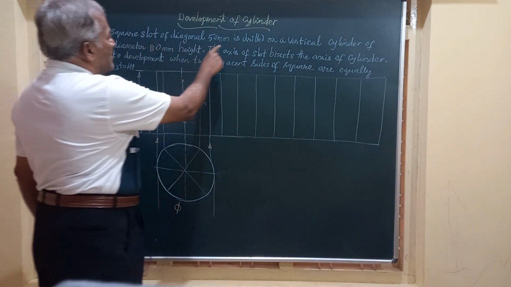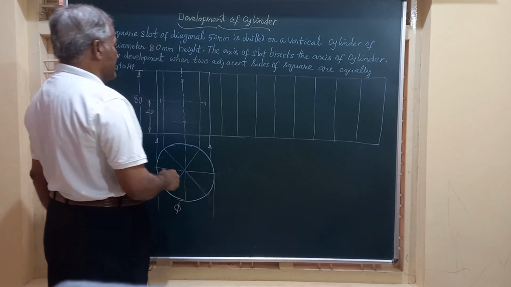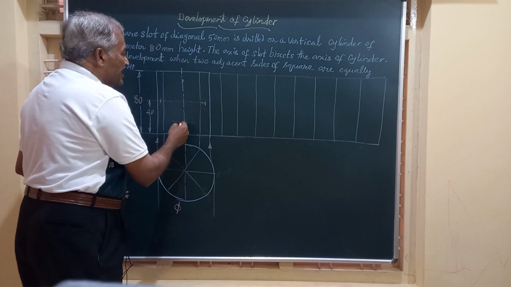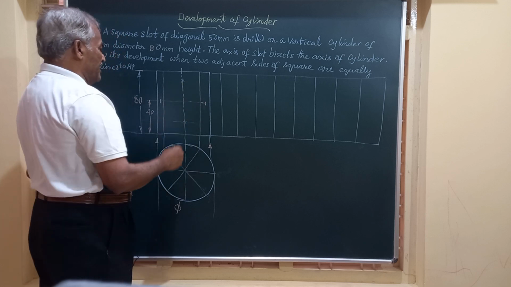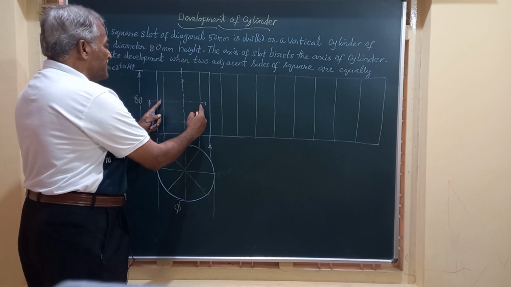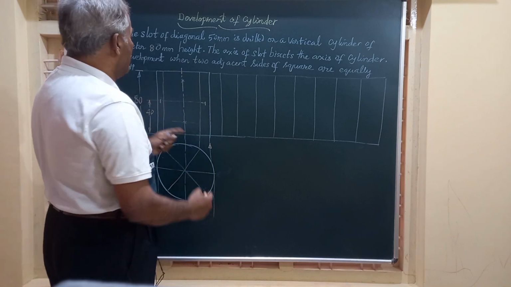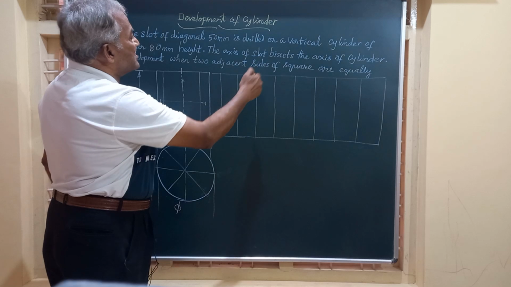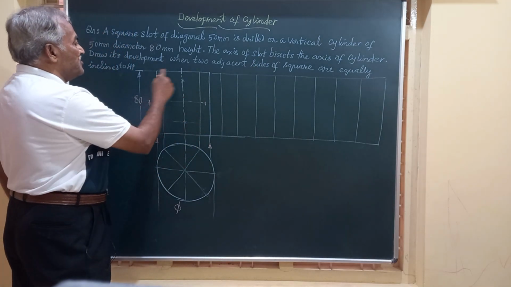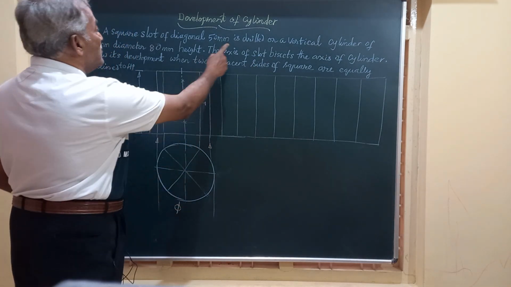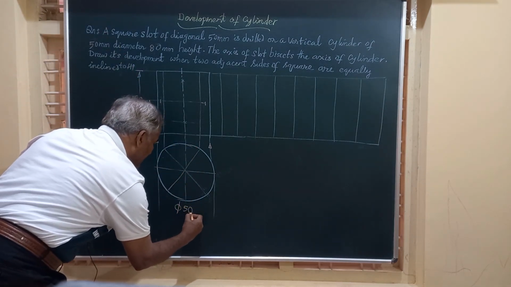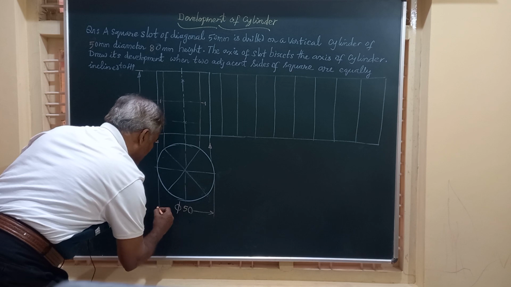A square slot of diagonal 50 millimeter. So there is a square slot. Instead of giving the side, they have given us the diagonals. And these diagonals measure how much? 50 millimeter. And this is cutting a vertical cylinder which has a diameter equal to 50 millimeter. Diameter is 50 millimeter.